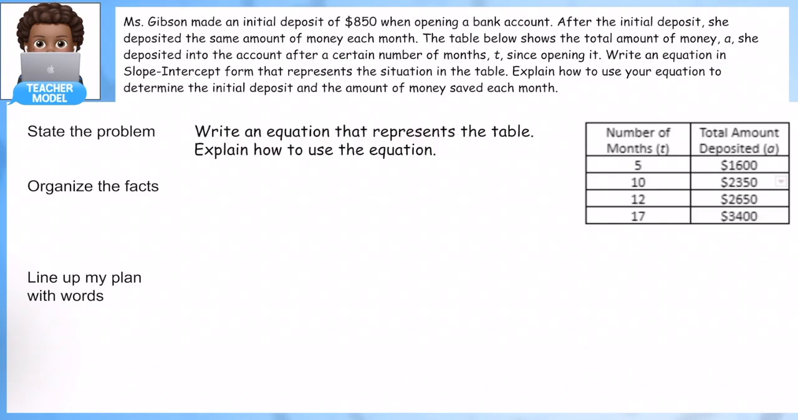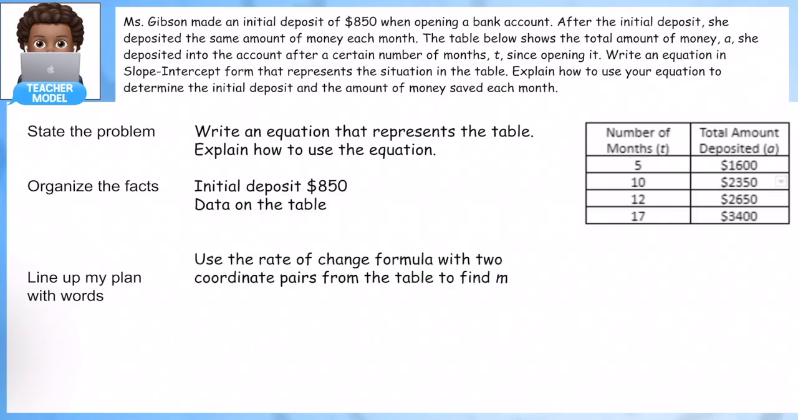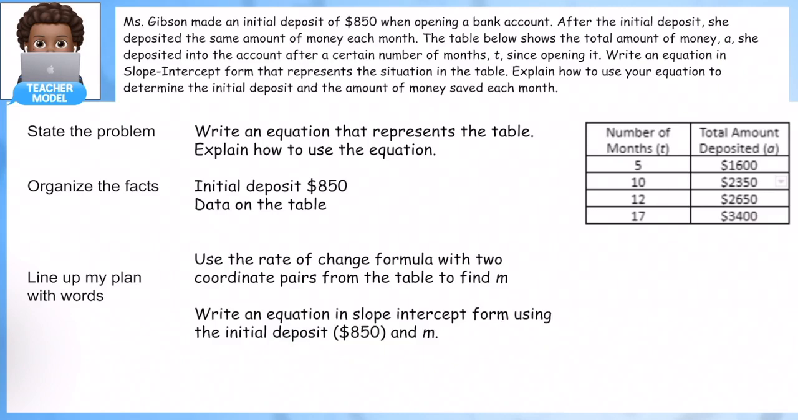So what are they asking us to do? They want us to write an equation that represents the table in y equals mx plus b form, and then just explain how to use the equation. This is what we know. Right off the bat in the problem, first sentence, it tells us the initial deposit is $850, and we have data from the table. We're going to use that to find the rate of change using the rate of change formula and these two coordinates. That way we can find y2 minus y1 over x2 minus x1. And that is how we're going to find m.